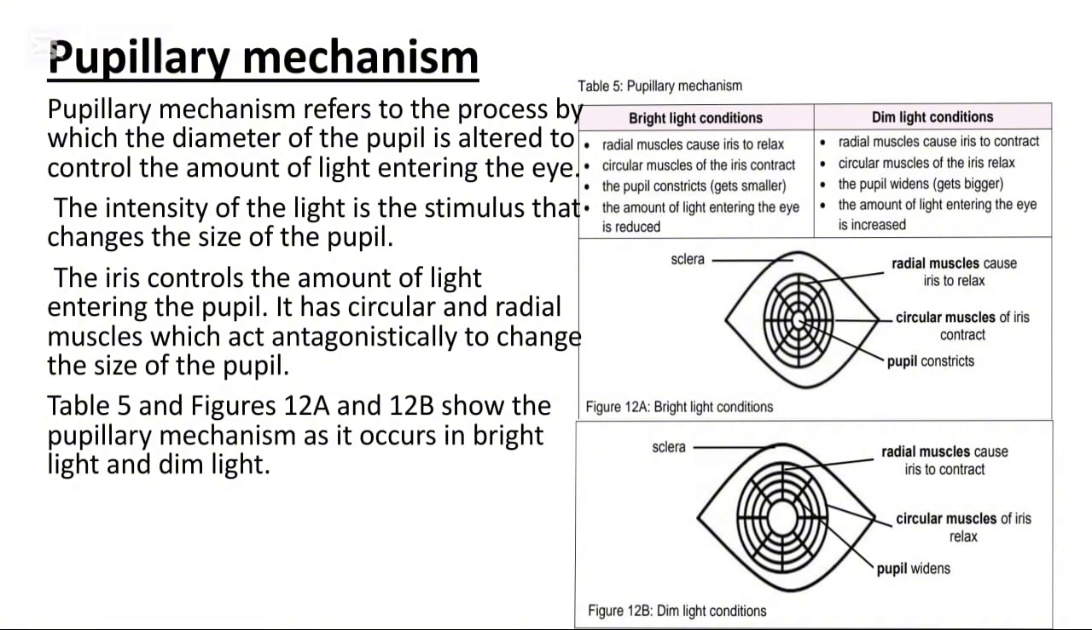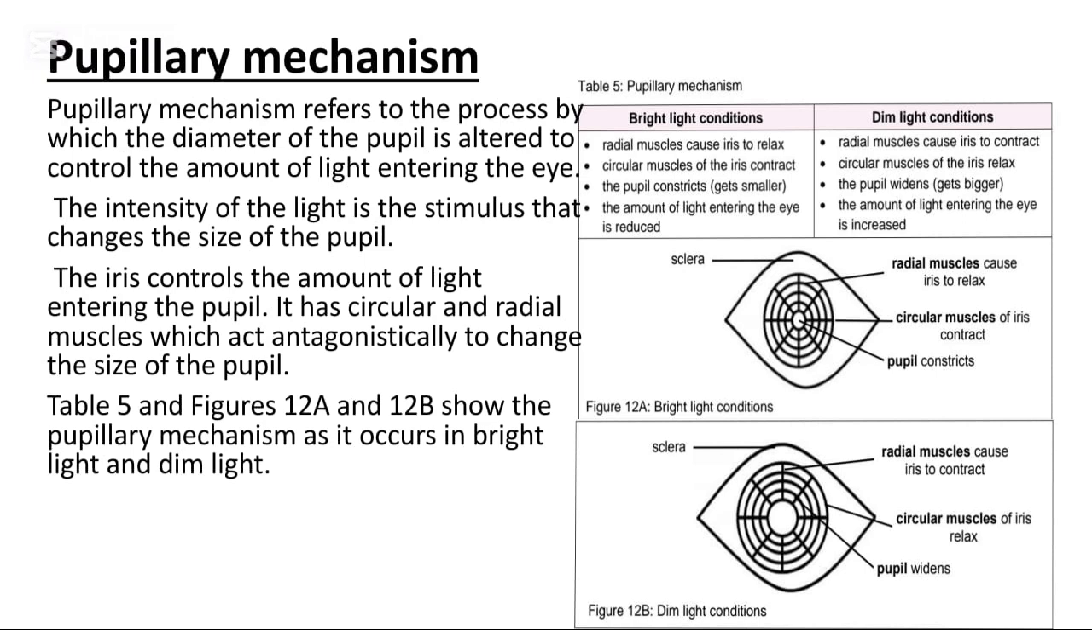This is what happens during bright light conditions. The radial muscles of the iris relax, the circular muscles of the iris contract, the pupil constricts, and the amount of light entering the eye is reduced.